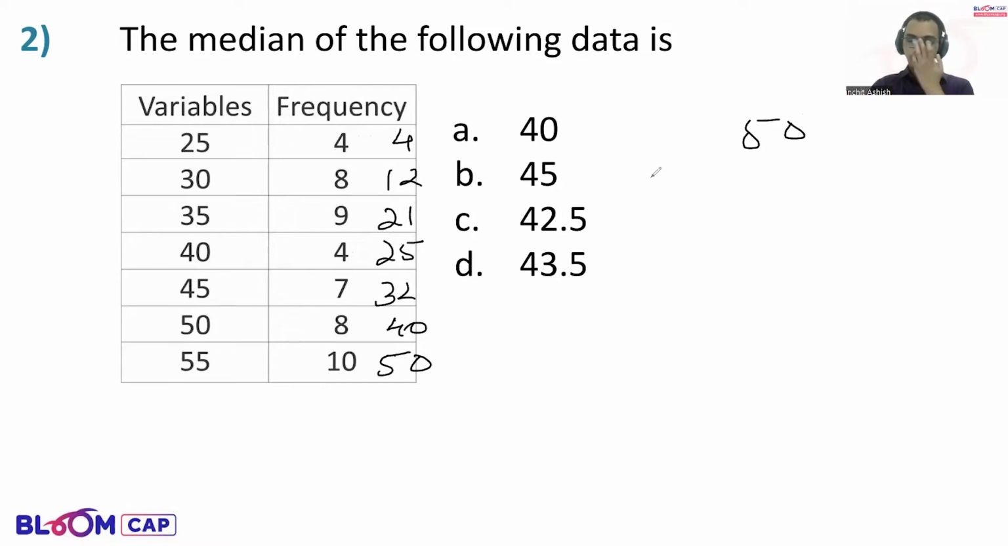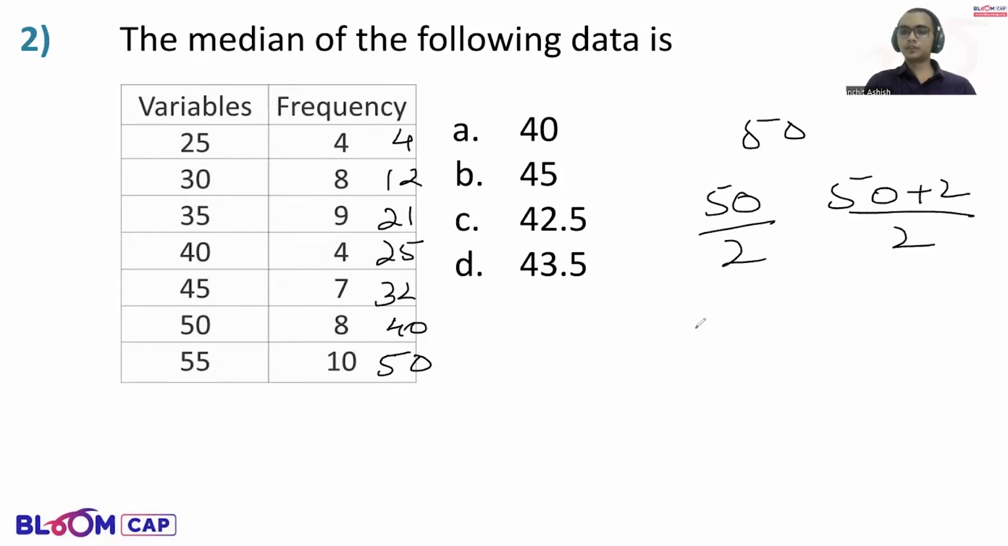Now, if 50 is an even number, there will be two values whose average we have to find. Those values will be 50 by 2 and 50 plus 2 by 2. These are terms, so there will be the 25th term and the 26th term. Now, what is the 25th term? From here, we can say that the 25th term is 40.